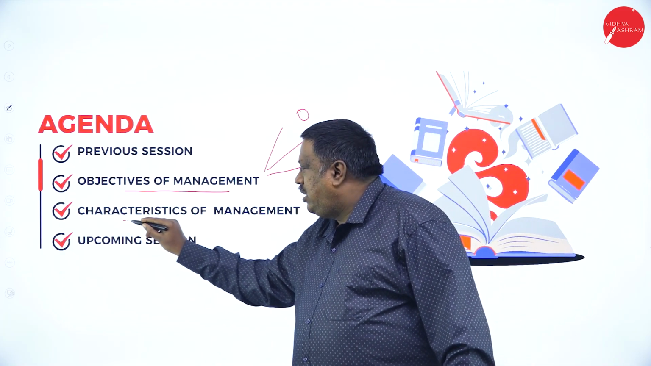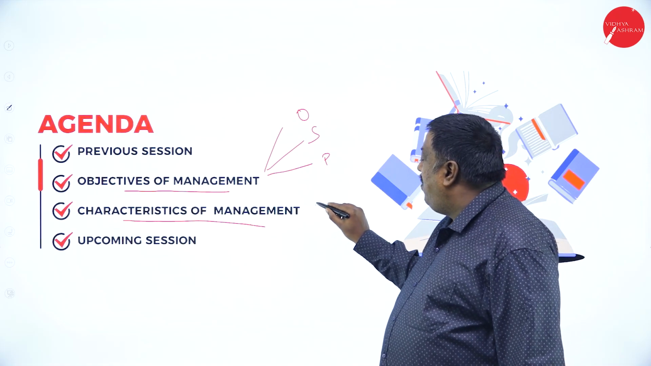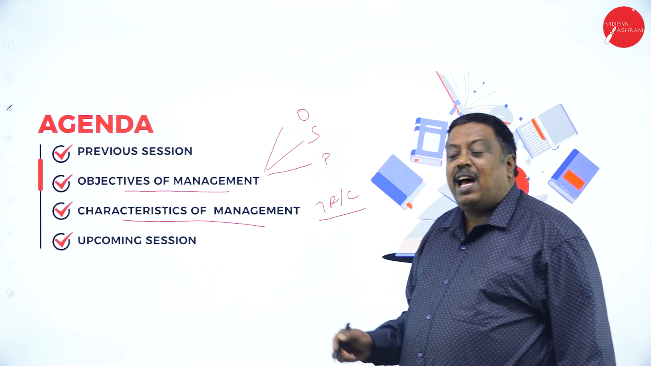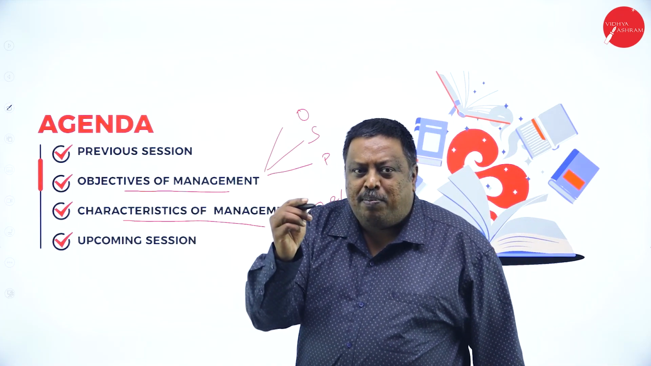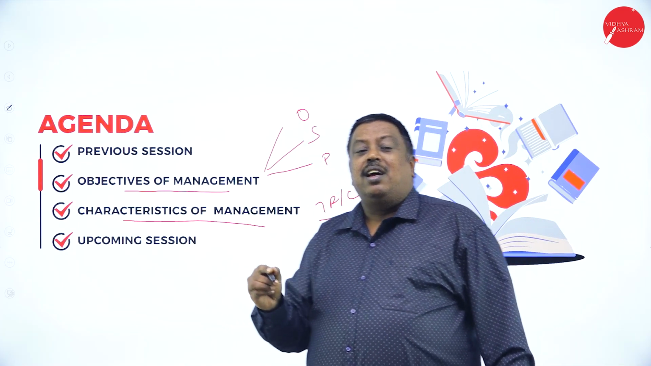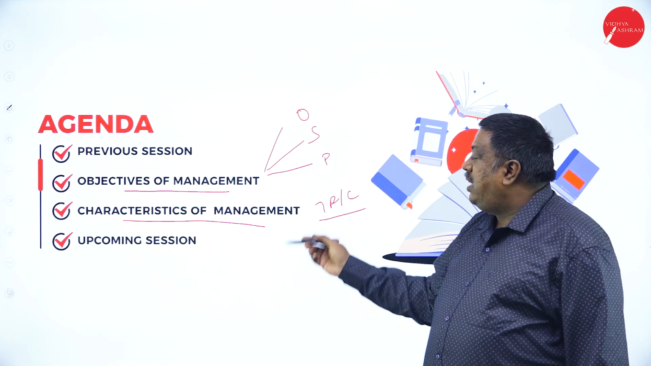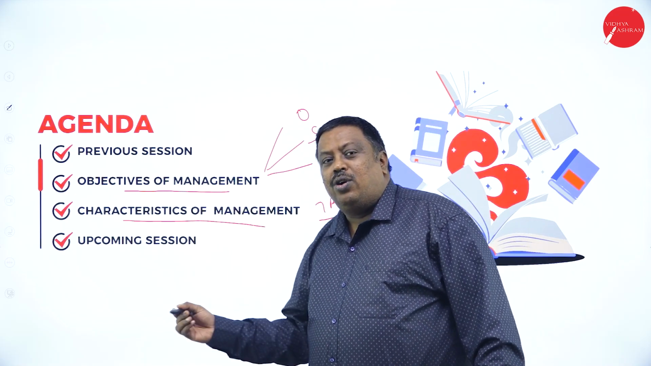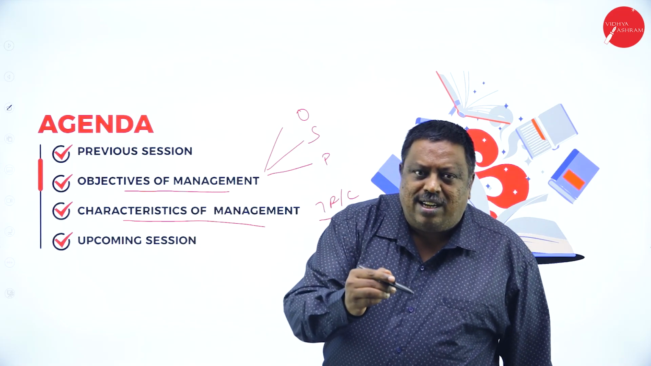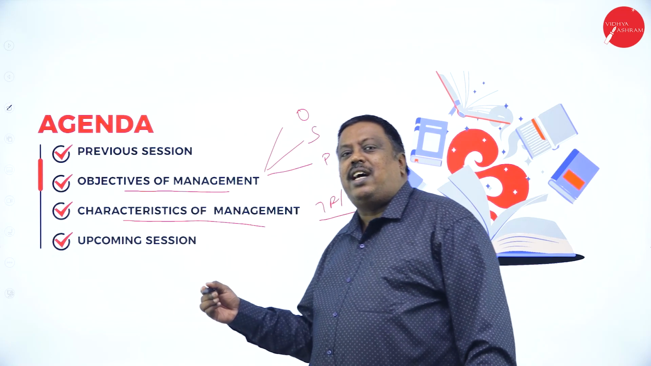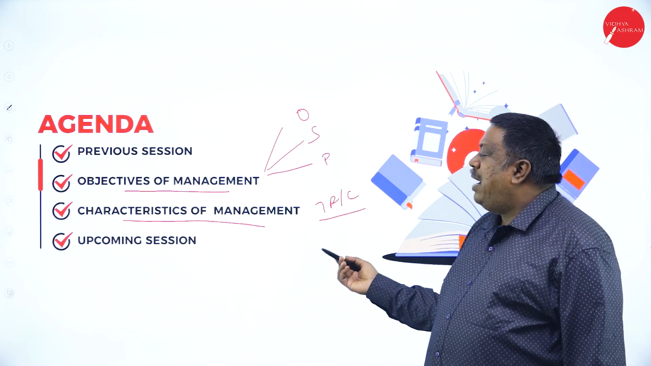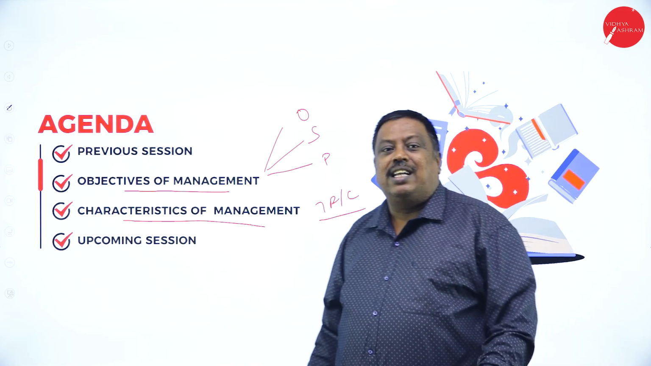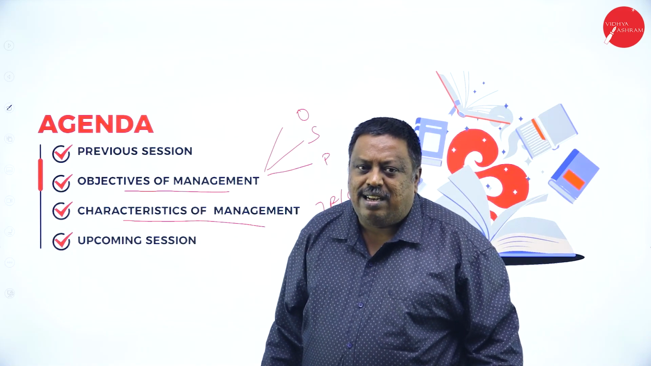And characteristics of management, we have 7 features or characteristics which we are going to discuss in depth, and there will be a compulsory question for you from this chapter: briefly explain the characteristics of management, for 10 marks. If you go through this section clearly, you're going to understand what the features of management are, what you're supposed to write in the examination. You can understand and write it easily.